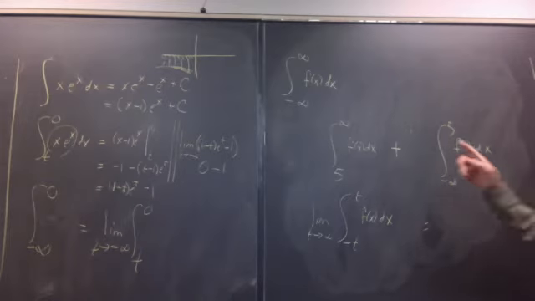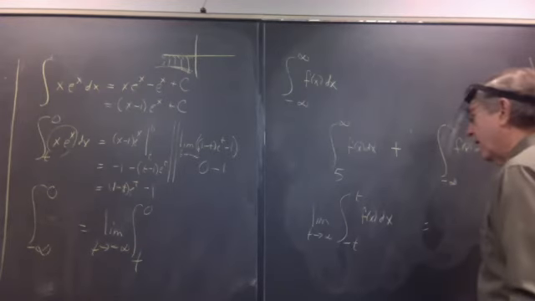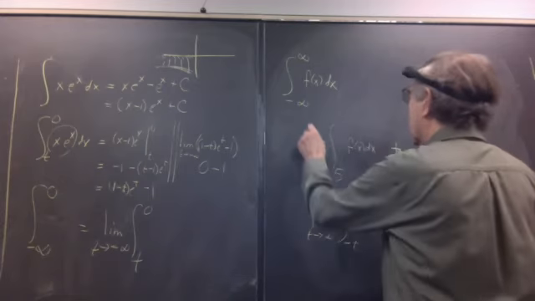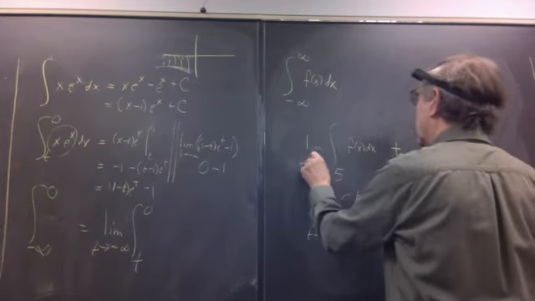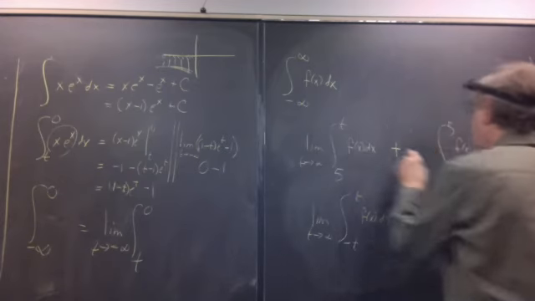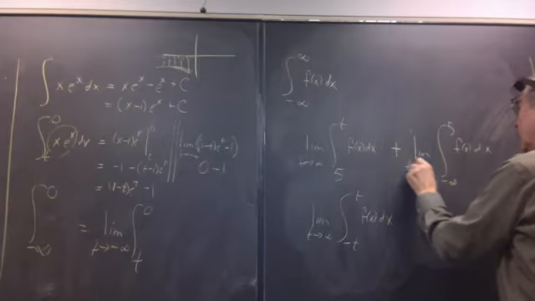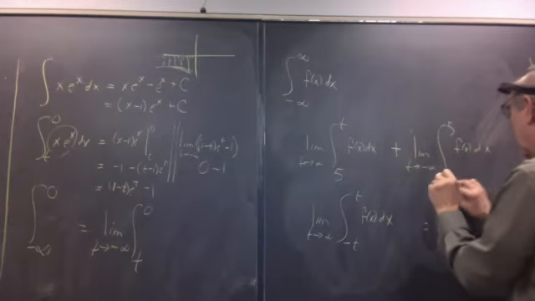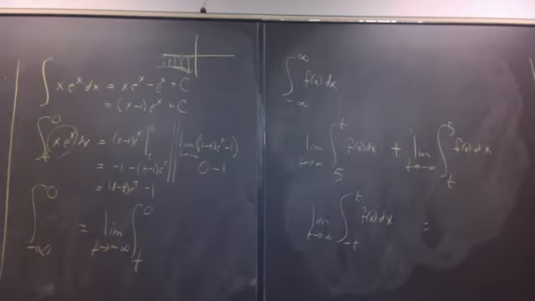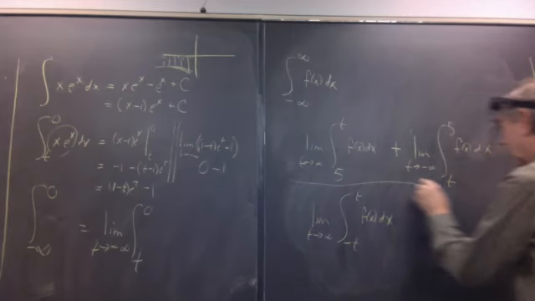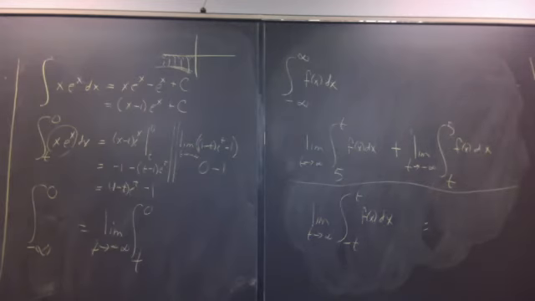Now, if we do this one, then what we're talking about is the limit as t goes to plus infinity here, and the limit as t goes to minus infinity here. And so, now, by the way, what purpose does 5 have? Why did I pick 5?